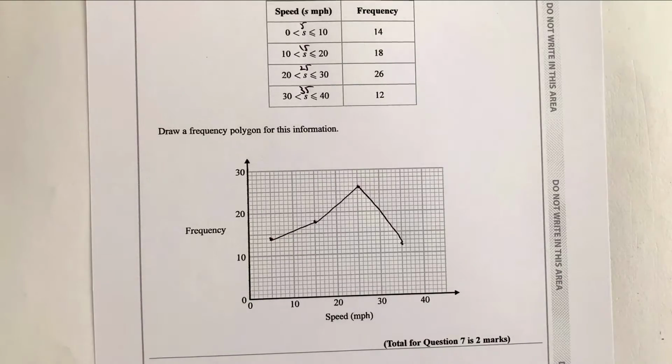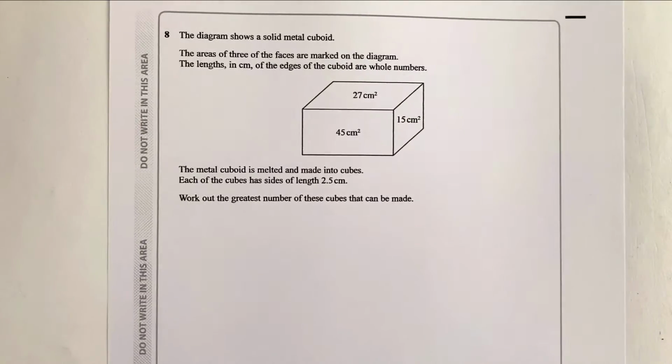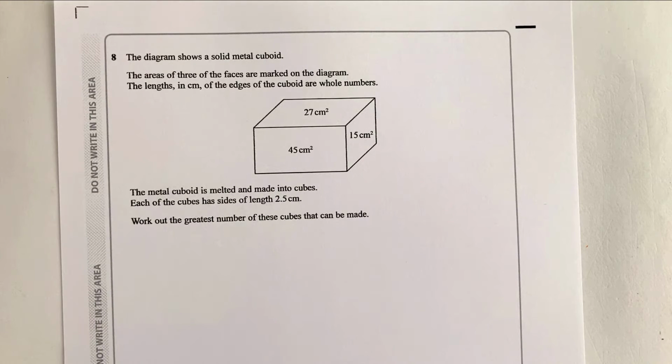Okay, let's move on then to question number 8, which I must admit just takes a little bit of thinking through. Basically, all they're saying is, if you've got areas of 27, 45 and 15, those areas are made up by the lengths of each of the sides. It's one of those where I think you've either got to see it or you don't see it.